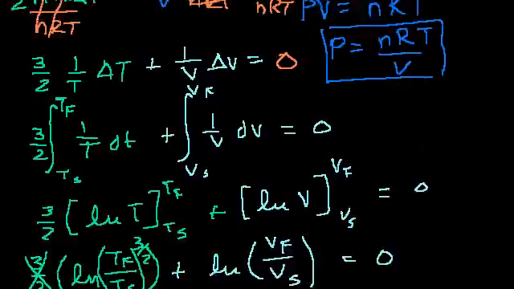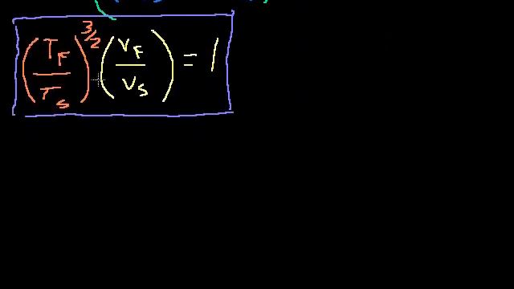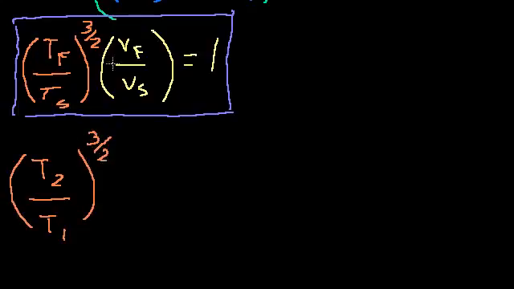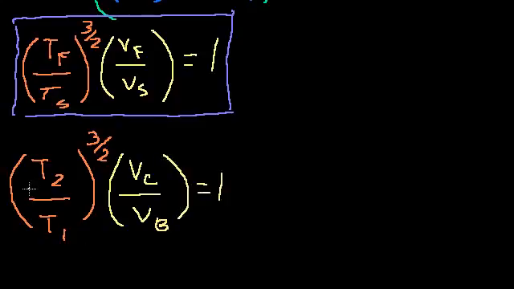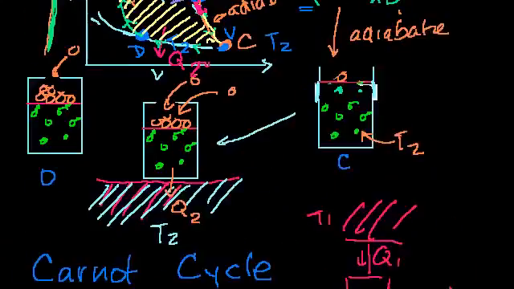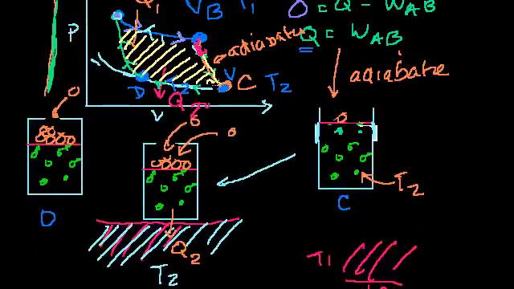On that right process, our final temperature was temperature 2. So let me write it down. Temperature 2 over our initial temperature, temperature 1, where we started off at point B, to the 3/2 times our final volume, the volume at C, divided by the volume at B. And that's going to be equal to 1. Neat. That's the result we got from this adiabatic process. We did a bunch of math, and then we just substituted for our initial and final volumes and temperatures.